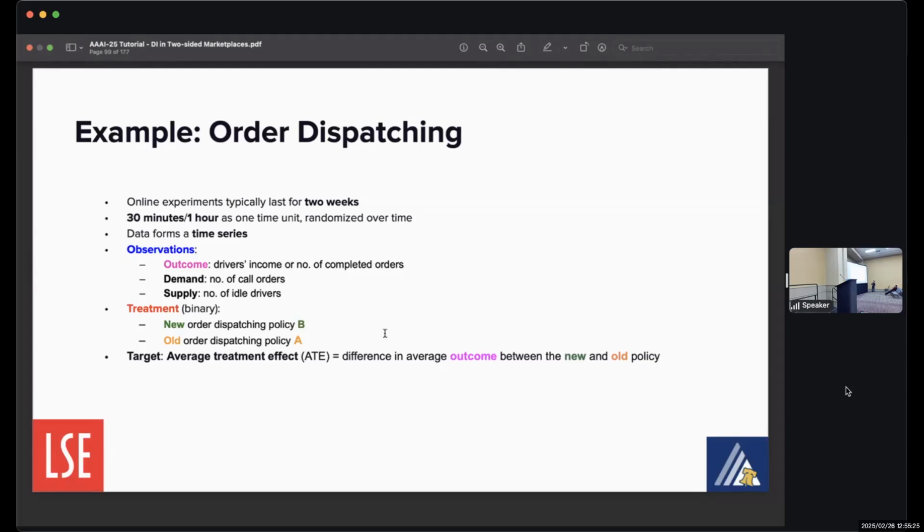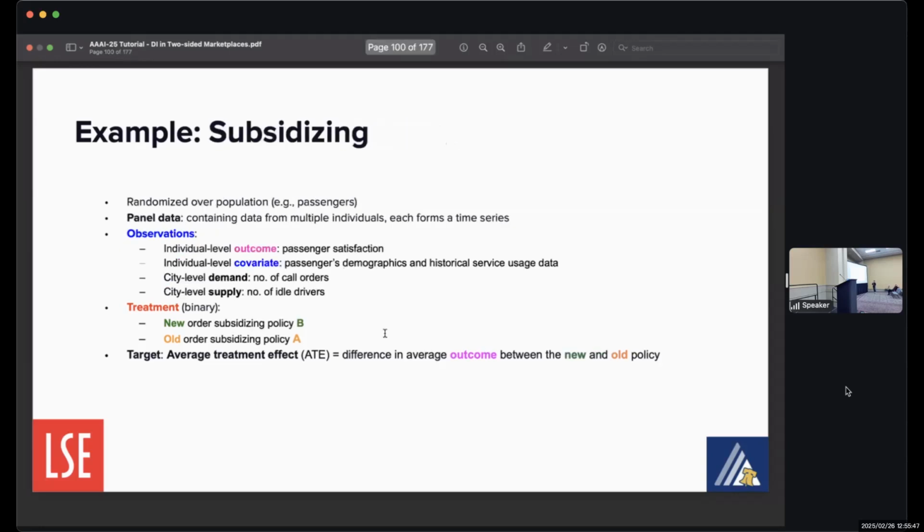The second component corresponds to the treatment. For the purpose of A/B testing, the treatment is binary. We are interested in comparing the performance of a newly developed policy against an old policy. Our target of interest, the average treatment effect, basically corresponds to the difference in the average outcome between these two policies. So that's for order dispatching.